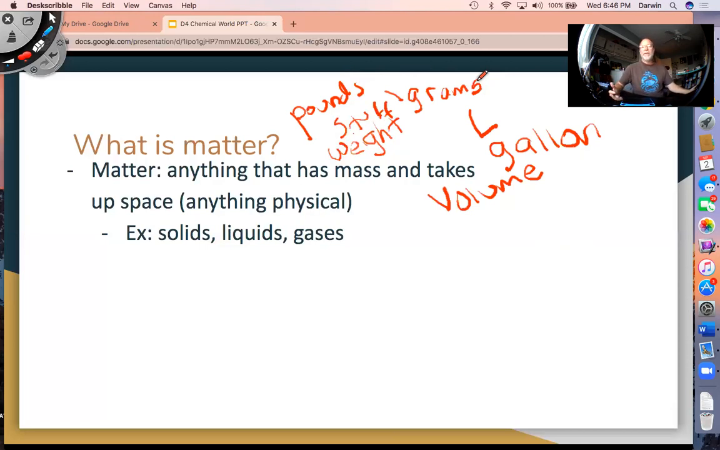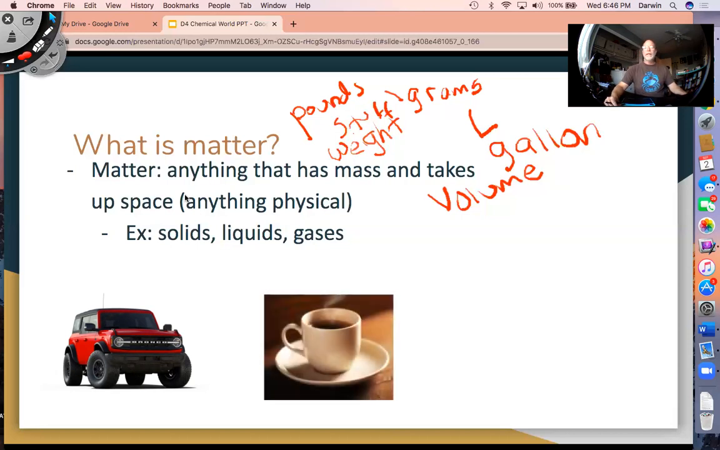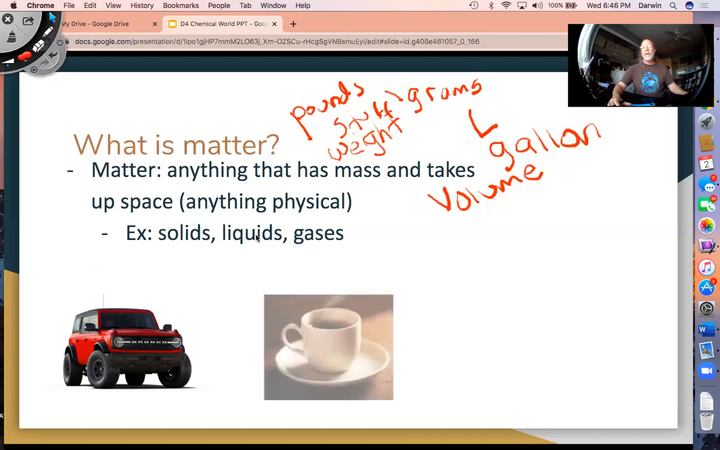So matter is anything that takes up space and anything that has mass. Some examples of that are solids, liquids, and gases. A car, for example, is a solid. We drive it around, we can hold it, we can grab it in our hand. Liquids are also matter. When we're talking about this car, we are talking about solids, where atoms and molecules are really close together. Liquids is when we have molecules that are slightly close together.